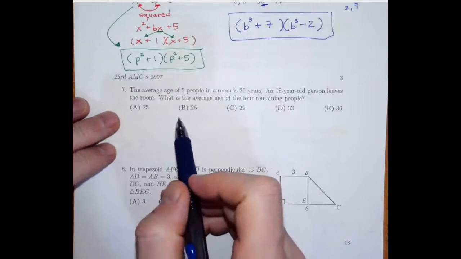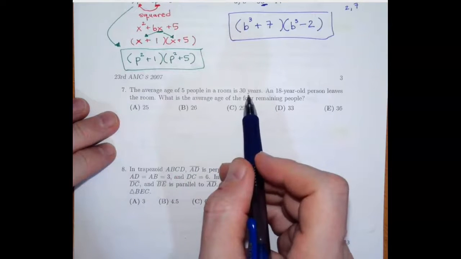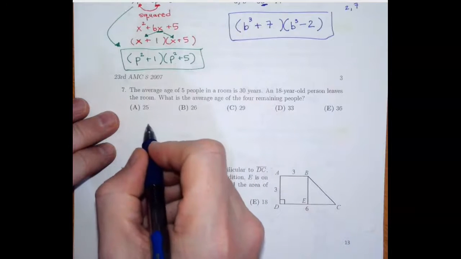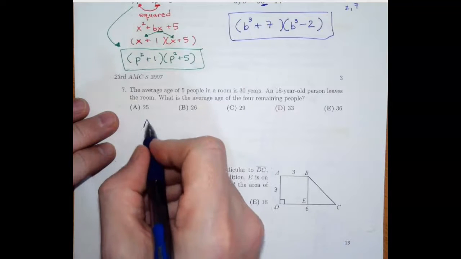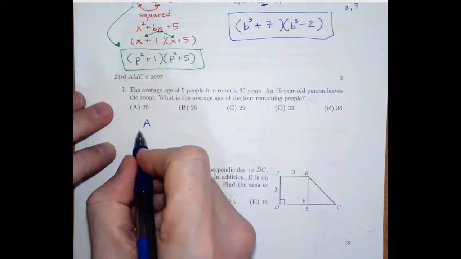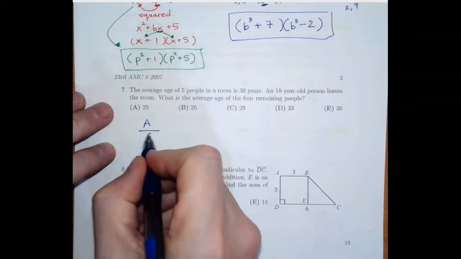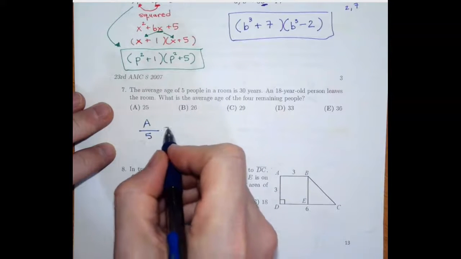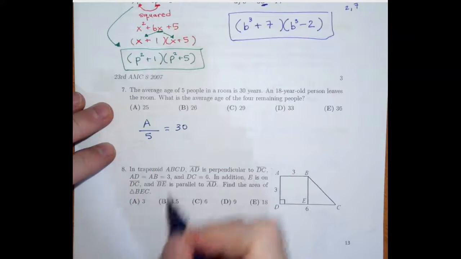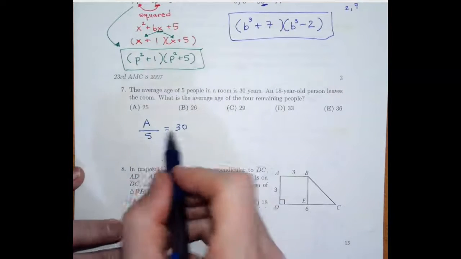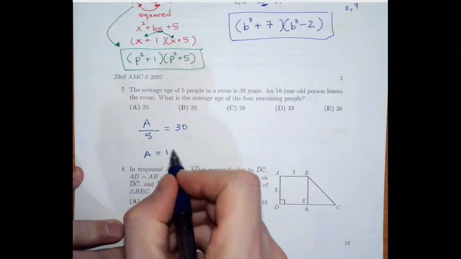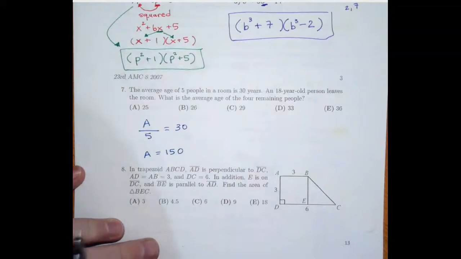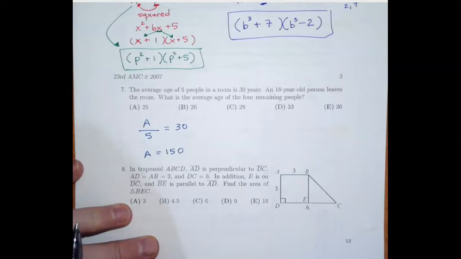So there were 5 people in a room and their average age was 30. So if you think about it, average age, let's use A for the ages. That's the sum of the ages, and there were 5 people. So if we took the sum and divided it by 5, we had 30. Okay? So if we multiply both sides by 5, we find out that their ages added up to 150, the people in the room. Okay?